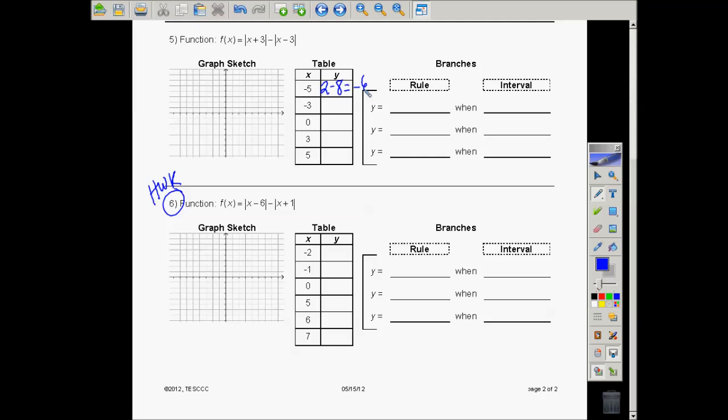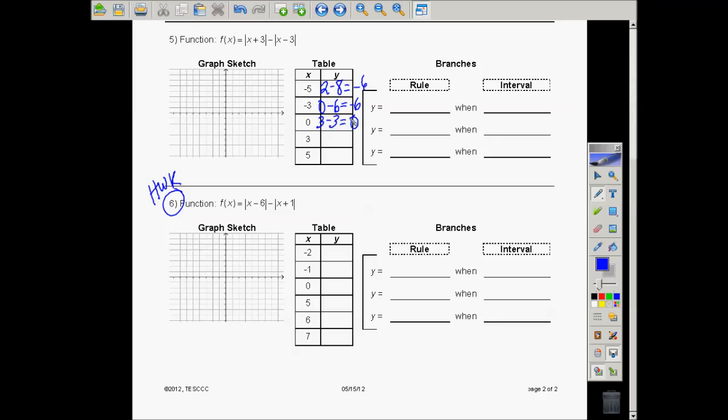On to the next one. Plug in -3. -3 plus 3 is? 0. -3 minus 3 is? -6. But when I come out, I am a positive, so what do I get? 6. 0 minus 6 is -6. Plug in 0. 0 plus 3 is? 3. 0 minus 3 is? -3. When I come out though, I'm going to become a positive 3. So what's 3 minus 3?